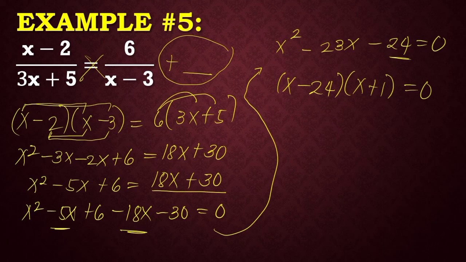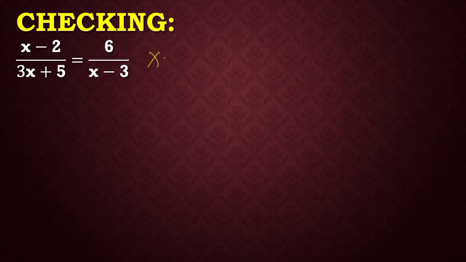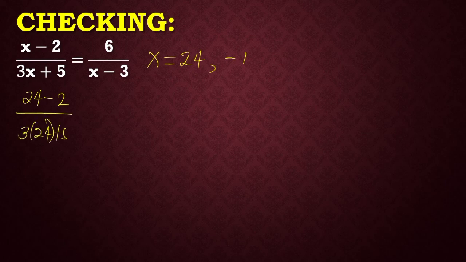So, yung unang value natin, x sub 1 is 24. X sub 2 naman is negative 1. Itong 24 tsaka negative 1 na yan, kailangan nating i-check dun sa original equation, sa given equation natin, para makita natin kung sinasatisfy niya ba yung equation na yan. So, if x is equal to 24 tsaka negative 1, 24 muna. 24 minus 2 over 3 times 24 plus 5 is equal to 6 over 24 minus 3.